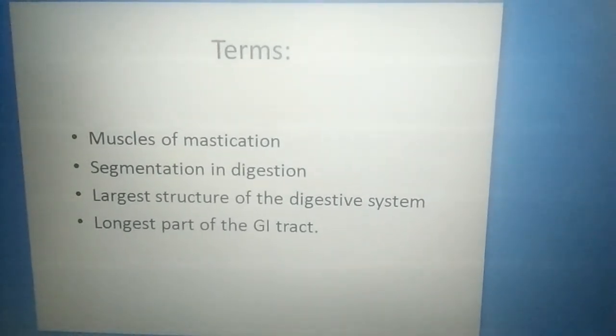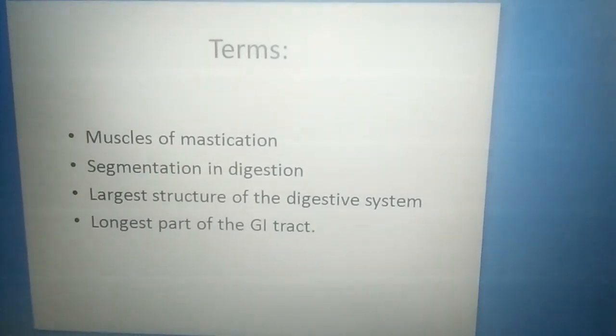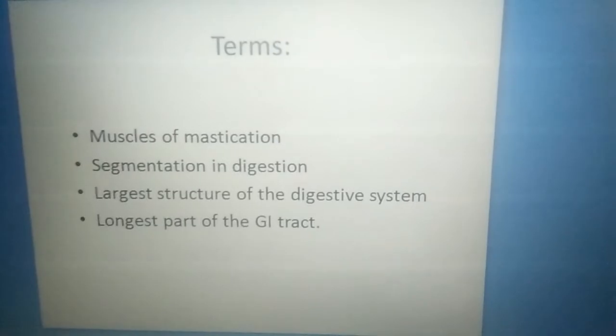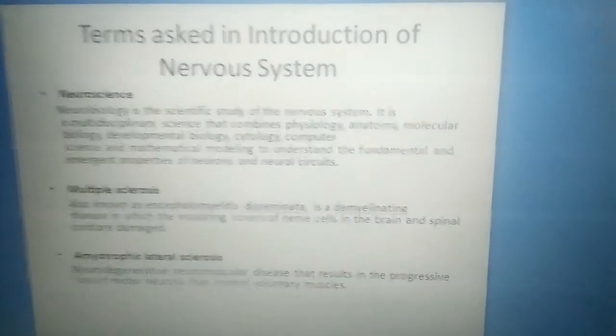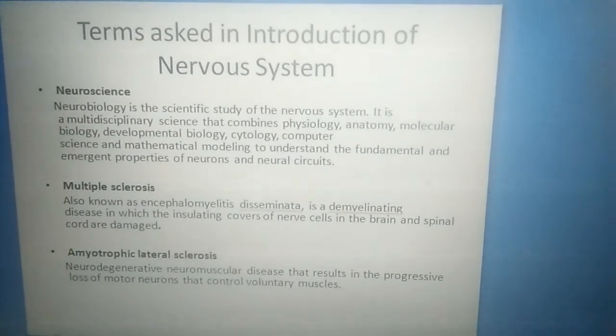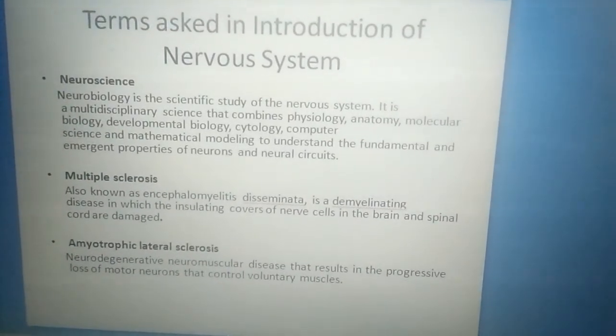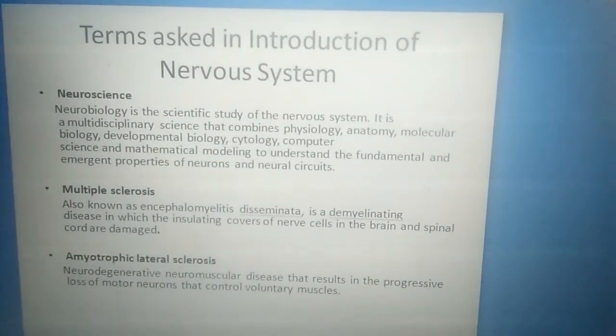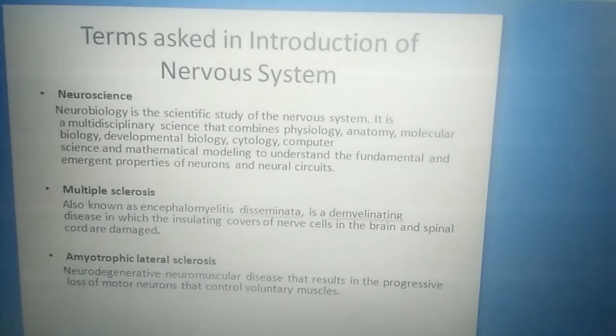Muscles of mastication, segmentation in digestion, the largest structure of the digestive system and the longest part of the GI tract are the terms to be solved by the students. The terms asked in the previous lecture, which was the introduction of the nervous system, were neuroscience, multiple sclerosis and amyotrophic lateral sclerosis.